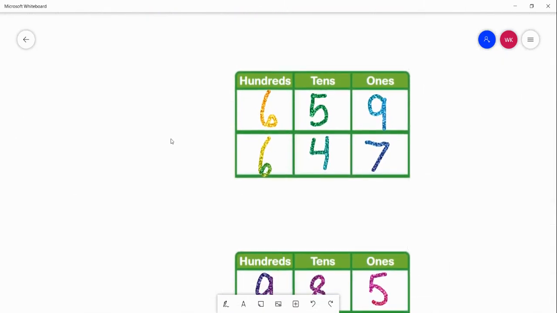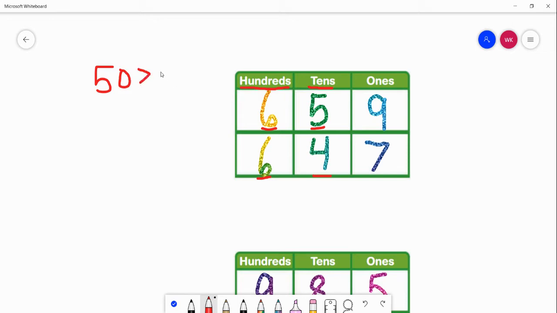We have 659 and 647. First we're going to look in the hundreds place. We have a 6 and a 6, or 600. Those have the same value, so we have to go to the tens place next. We have a 5 and a 4. And 50 is greater than 40. Or you could say 40 is less than 50.